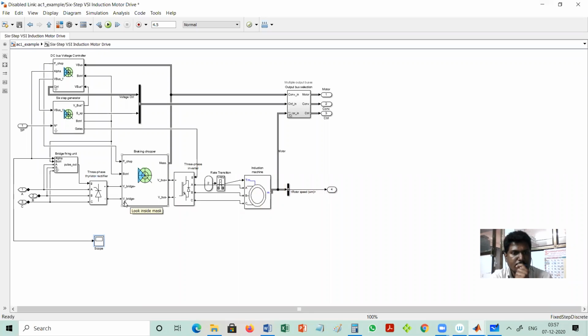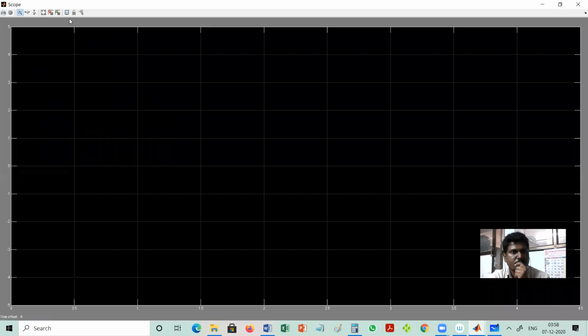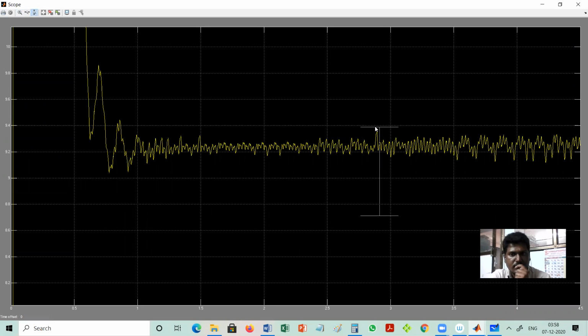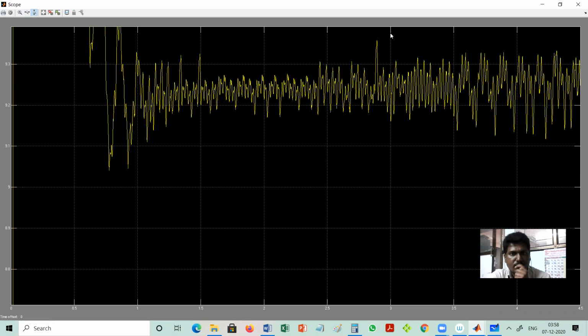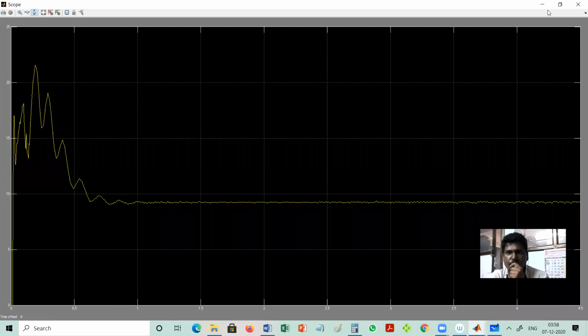For that you have to look under mask the braking chopper. There is an arrow symbol there, click on that. If it is not available then right click and choose look under mask. Here there is a current. You have to select the current again in steady state. This is the current. It is around 9.24.